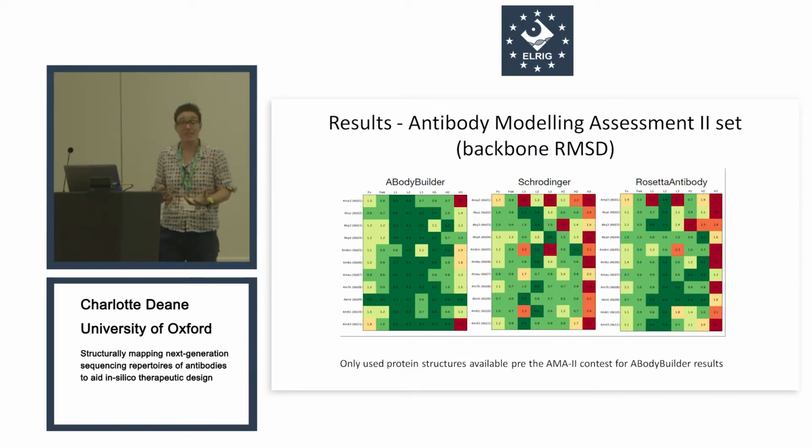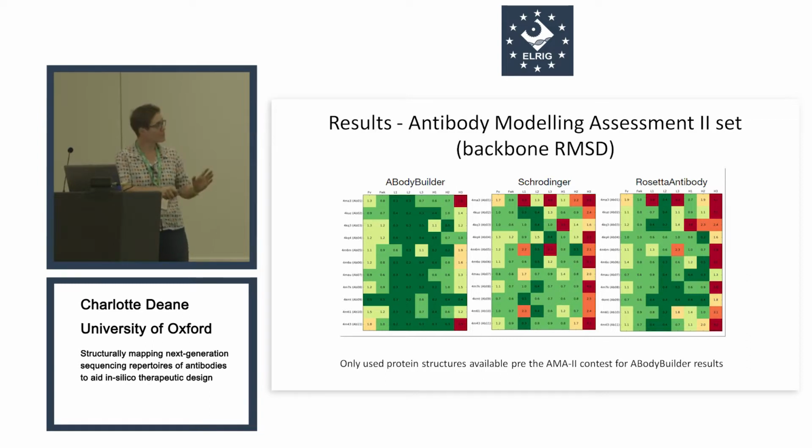And then we've tested it like everyone else has. We've done it on various benchmarks, but just to give you an idea of performance. Unfortunately, a bodybuilder was too new to be part of the antibody modeling assessment. That had already happened when we did this, so we did post-diction on that. We only used structures available before the contest, but I want to be quite clear: I wouldn't use this slide to claim that we were way better than Schrödinger or Rosetta antibody. I want to use this slide to say we're about as good as everyone else out there. I happen to think we're a little bit better, but I wouldn't put lots of money on that particular fact.